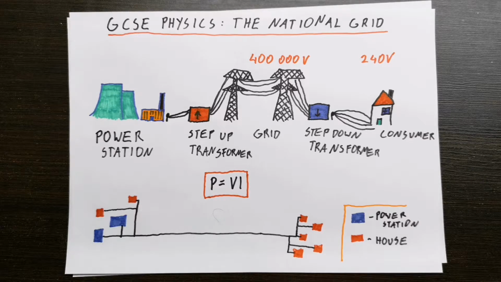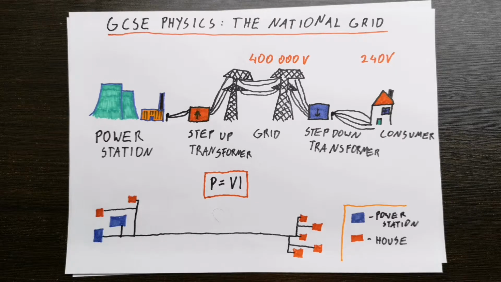First of all, what is a national grid? Now, national grid is a way to distribute electricity across the entire country. And it's a way to distribute electricity no matter where the power stations are and where the consumers are. You can have a power station at one end of a country, and you can use national grid to deliver electricity from that power station all the way to some house at the other end of country. You can do that very easily using the national grid.